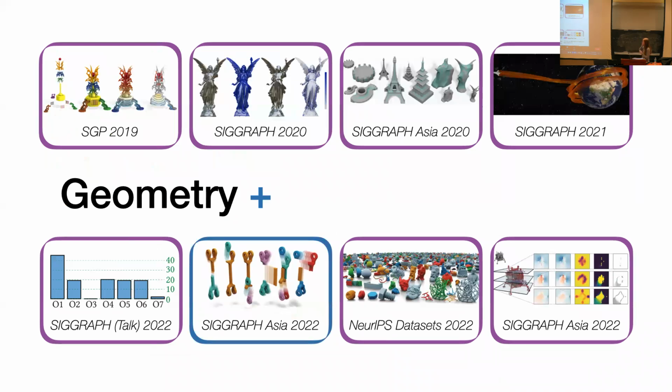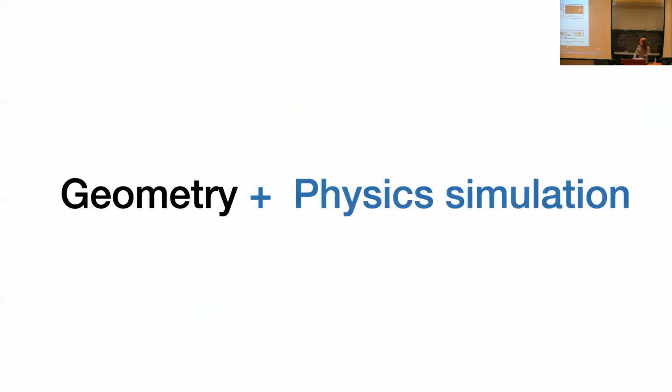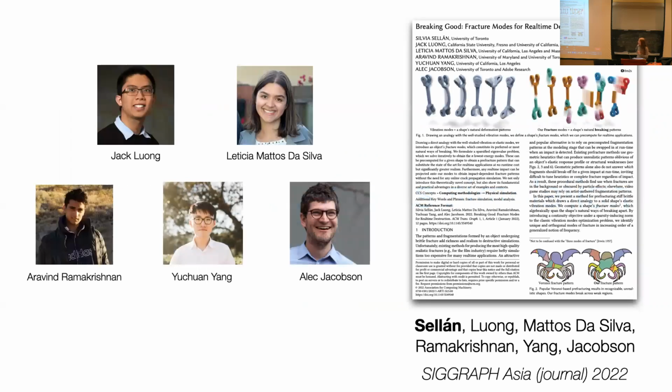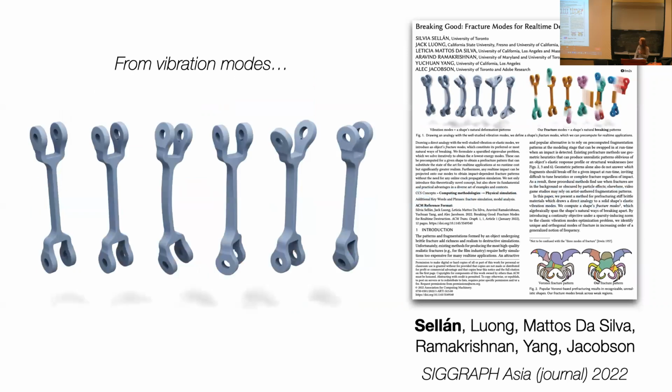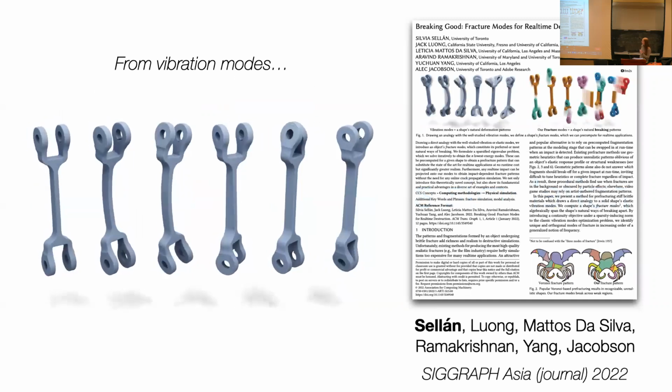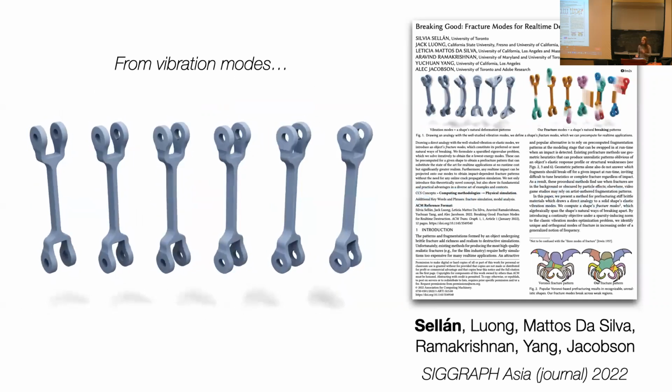Finally, another recent project I've worked on is this, where we use geometric insights to solve a classic physics simulation problem. This is a joint work with Jack Long, Leticia Matos da Silva, Aravind Ramakrishnan, Yushun Yang, and my advisor, Alec Jacobson. We look at breaking things and simulating how things break. And our idea was very simple. There's this thing you might have heard of called vibration modes. They measure the most natural ways that a shape has of vibrating or deforming.